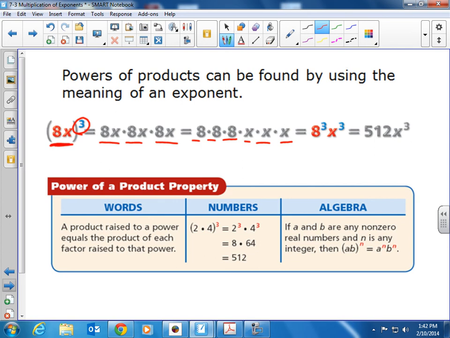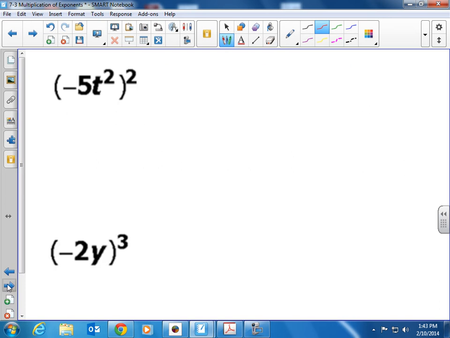Here's another example, 2 times 4 being cubed. I have to do the 2 cubed as well as the 4 cubed. They're in parentheses, which means they both get cubed. Okay? Let's look at some examples. Negative 5t squared, all of that's being squared. So I have negative 5t squared, but I have 2 of them because it told me to square what was in parentheses. So I wrote it out long ways.